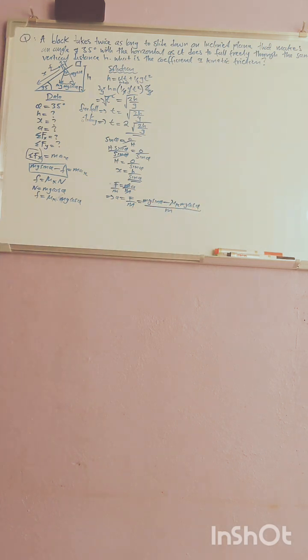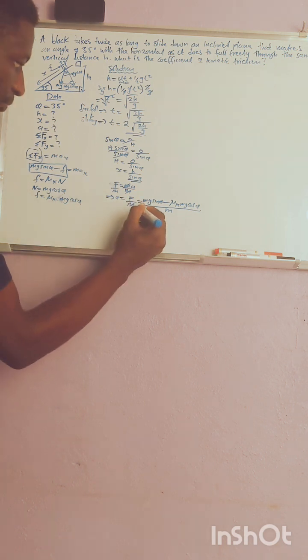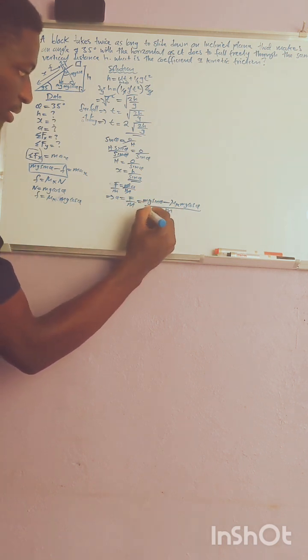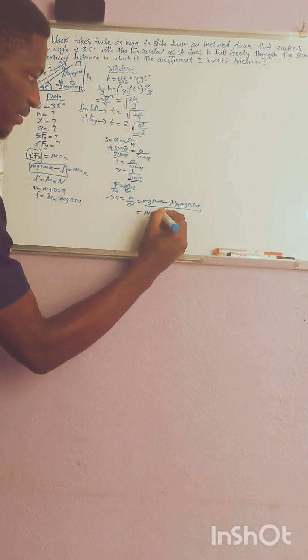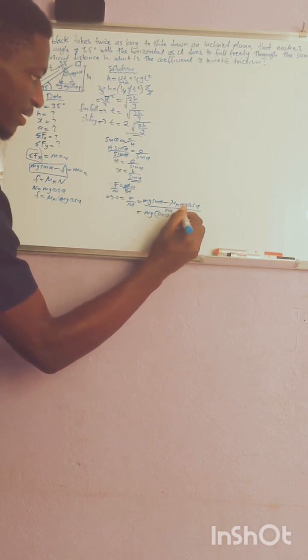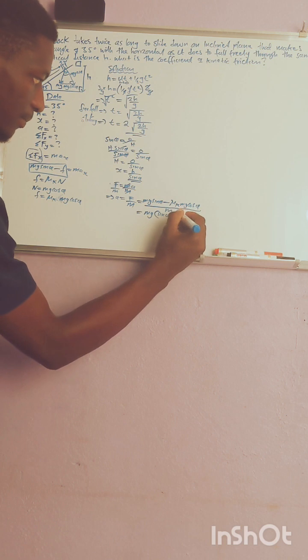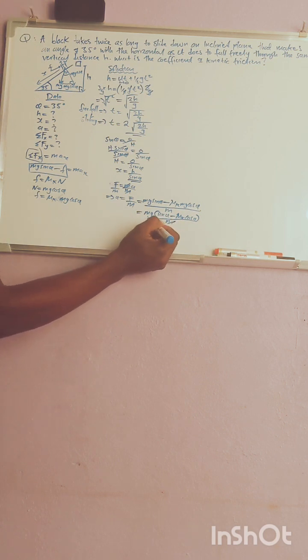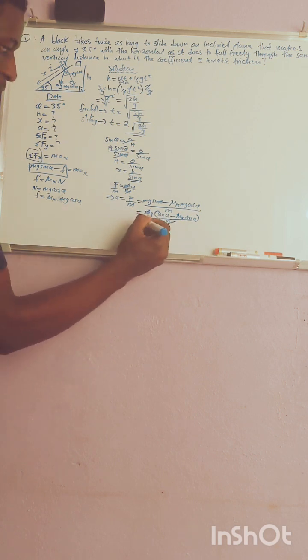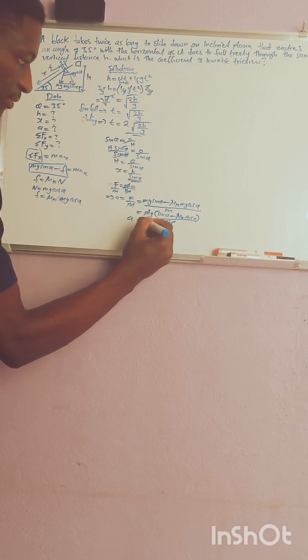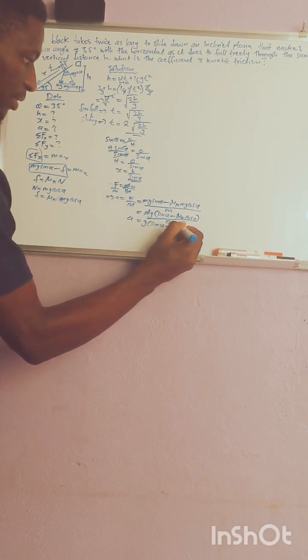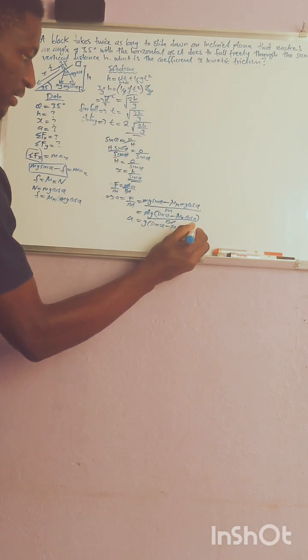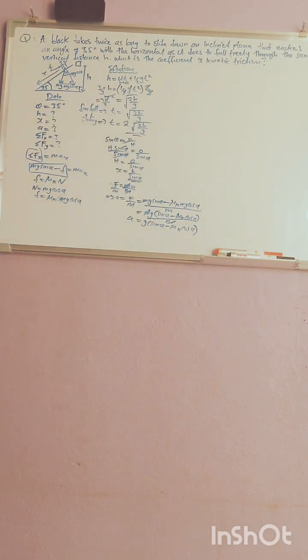I hope we are together up to this point. Now, here mg is common, so we factorize and have sin theta minus mu cos theta over m. The m and the m will cancel. We have acceleration being equal to g times sin theta minus mu cos theta. So this is our acceleration.